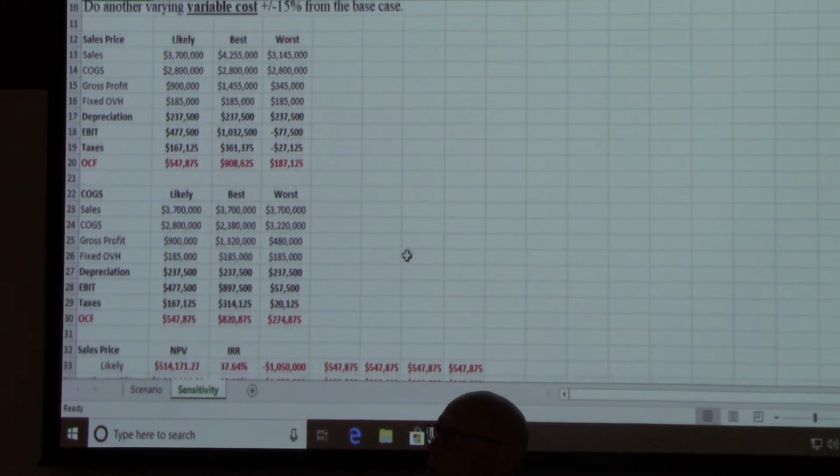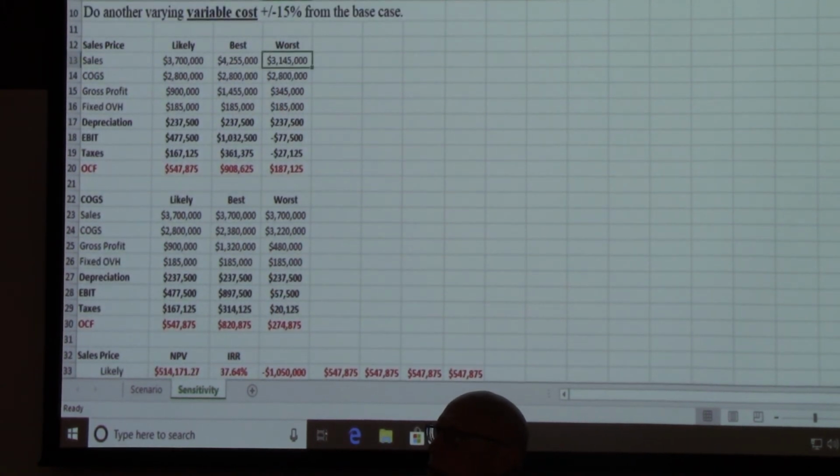Now let's go to sales price goes down. 18,500 times 0.85 times 200 units. And notice our cost of goods sold, everything else, stays the same. Our depreciation, so all these numbers in here stay the same. The only thing that changes is our sales price. And of course, our gross profit will change because our sales changed. Okay? So in the worst case, all we change is our sales price.